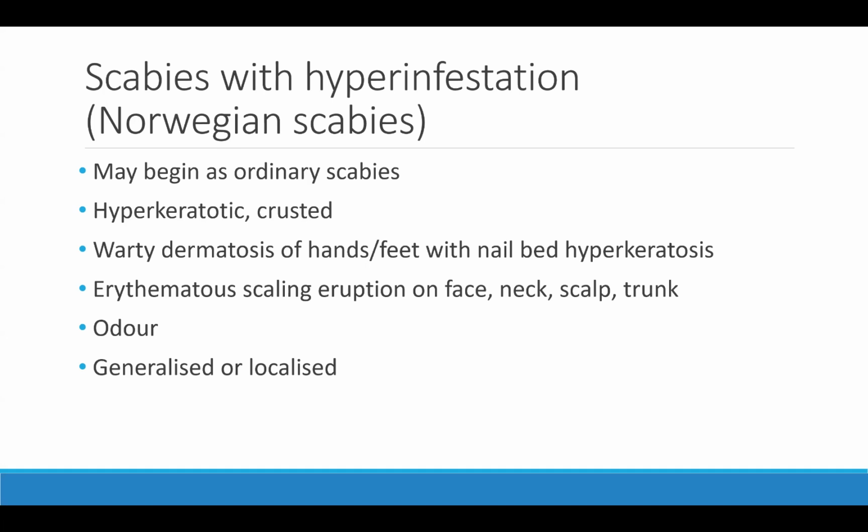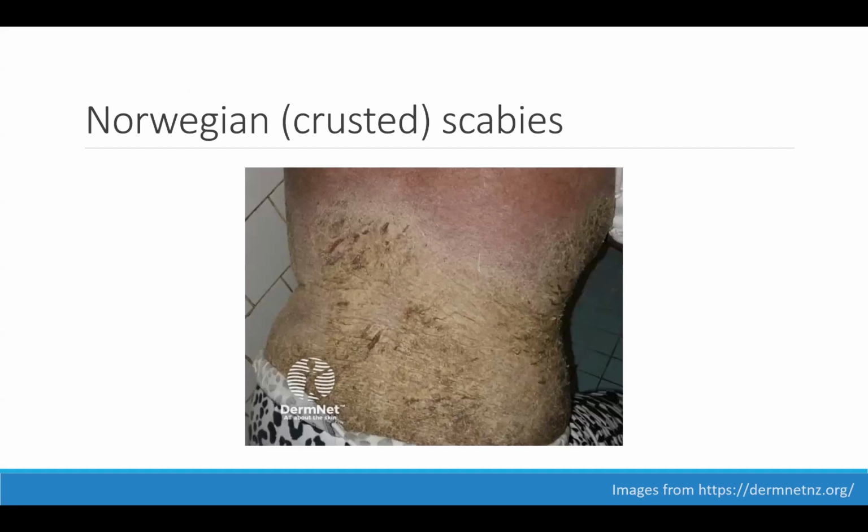An important condition to note is scabies with hyperinfestation, also known as Norwegian scabies, and this may begin as ordinary scabies. It becomes hyperkeratotic and crusted with warty dermatosis of the hands or feet with nail-bed hyperkeratosis. The patient develops an erythematous scaling eruption on the face, neck, scalp, and trunk. There's usually a foul odor, and it can be both generalized or localized. So this is a picture of a patient with Norwegian scabies.